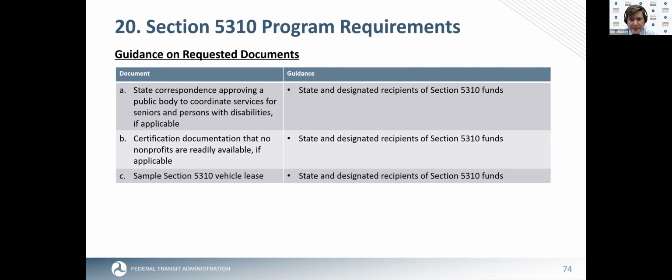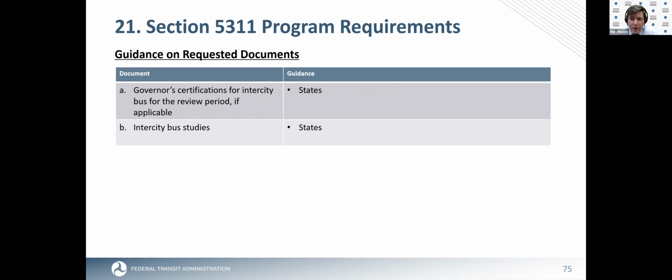For Section 5310, there are only a couple requirements for the RIR. The first is a state correspondence approving a public body to coordinate services for seniors and persons with disabilities, if applicable. B, certification documentation that no nonprofits are readily available. And C is a sample Section 5310 vehicle lease. And we're going to go ahead and skip 5311 because, again, that's something that is largely just applicable to states.